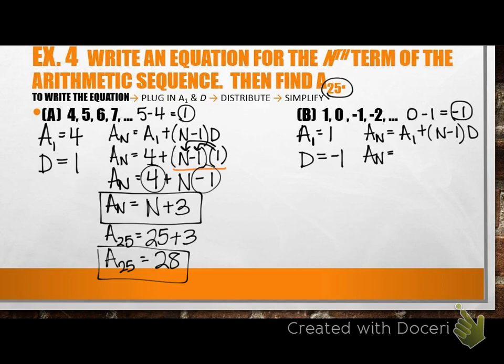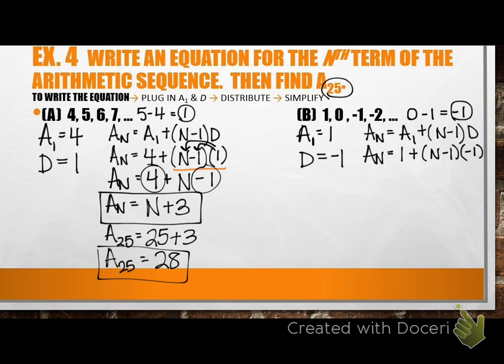We know the first term. We know a sub 1 is 1 plus n minus 1. Now this is why it's important to plug d in parentheses. If I don't, I'm going to think that that's minus 1, and that's going to throw everything off. So I like to plug things in parentheses, and this is a good reason why.